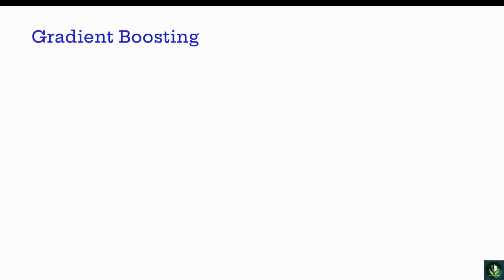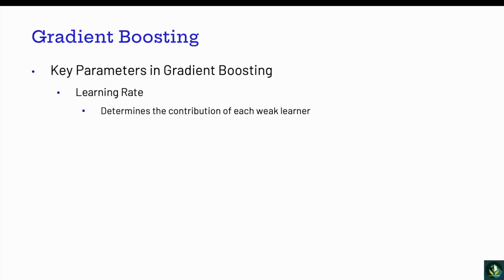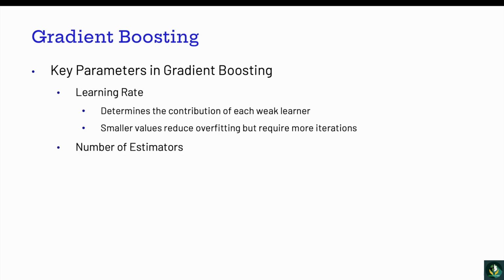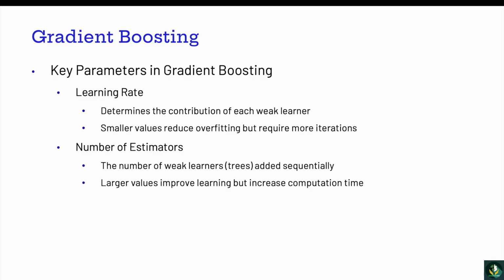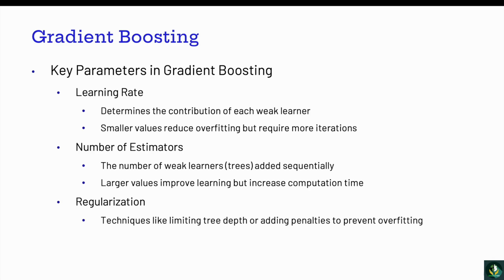Let's talk about the key parameters in gradient boosting. We have the learning rate, which determines the contribution of each weak learner. Smaller values reduce overfitting but require more iterations. Now we have the number of estimators, which is the number of weak learners, trees, added sequentially. Larger values improve learning but also increase the computation time. And then we have regularization. Techniques like limiting the depth or adding penalties to prevent overfitting.